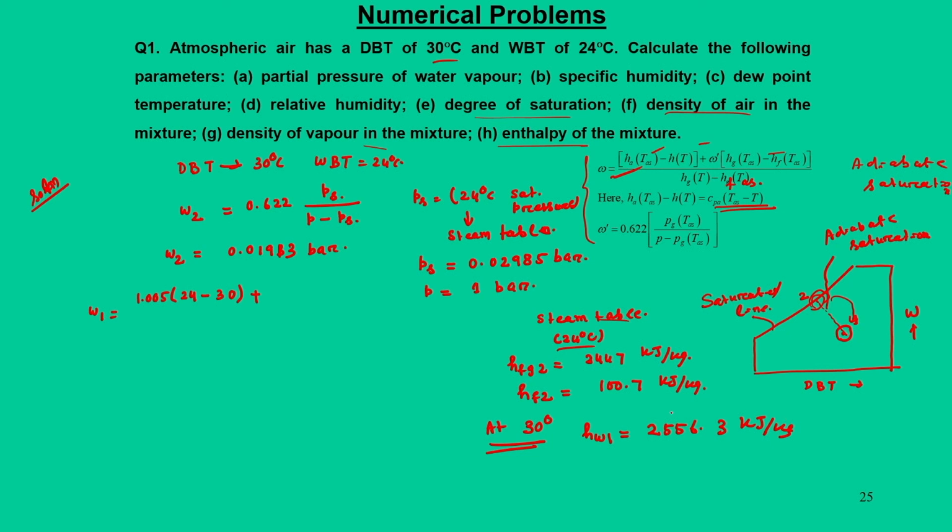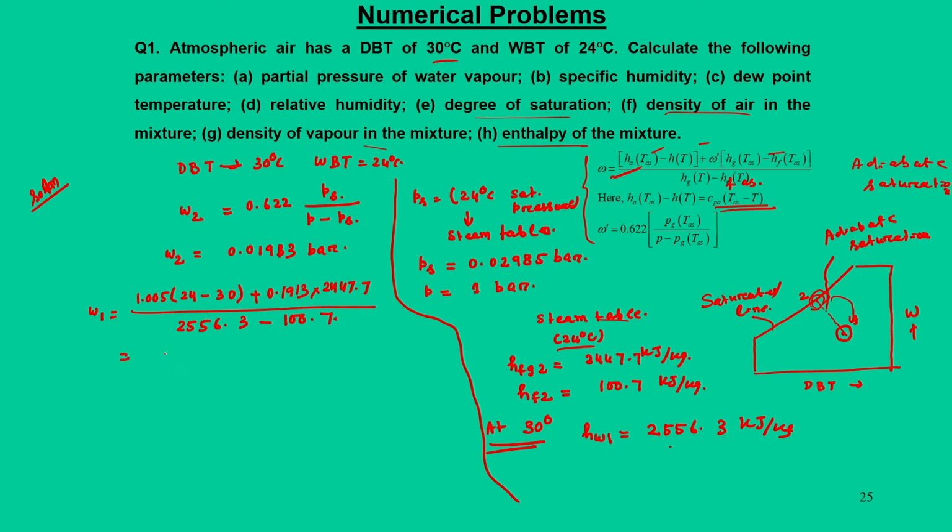Okay. Now, when you put these expressions here, we can write omega 1 from this as 0.01913 into 2447.7 divided by 2556.3 minus 100.7.